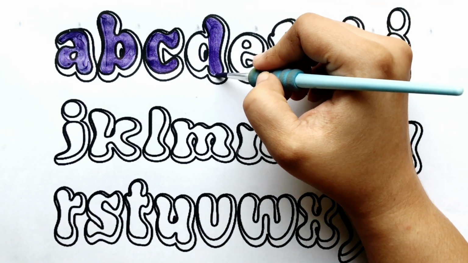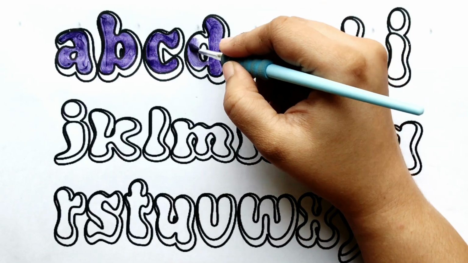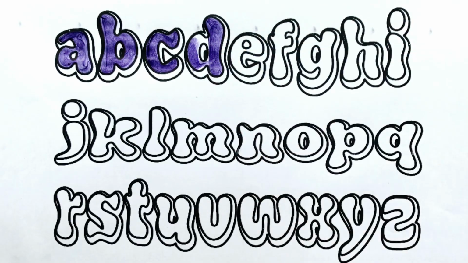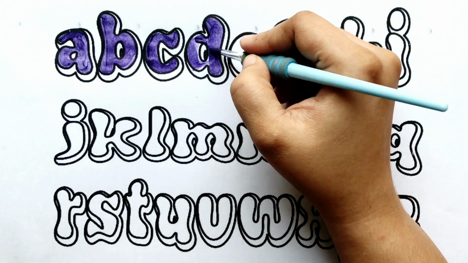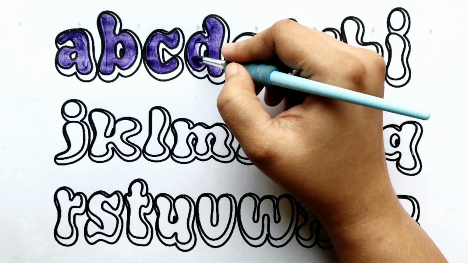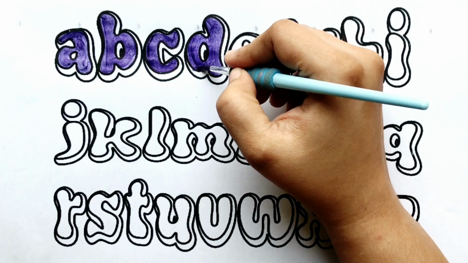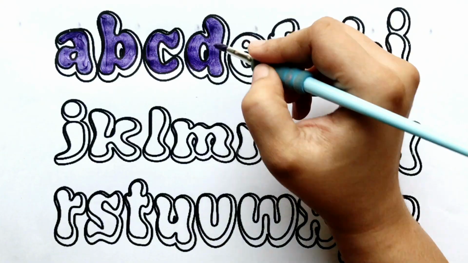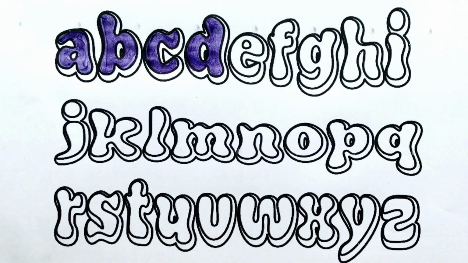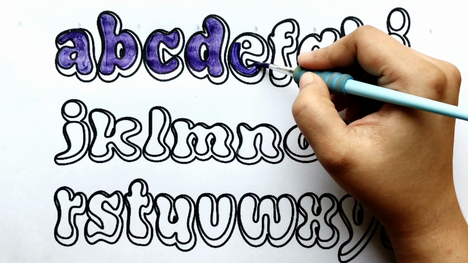A, B, C, D, E, F, G, H, I, J, K, L, M, N, O, P, Q, R, S, T, U, V, W, X, Y, and Z. Now I know my ABCs. Next time won't you sing with E for elephant.